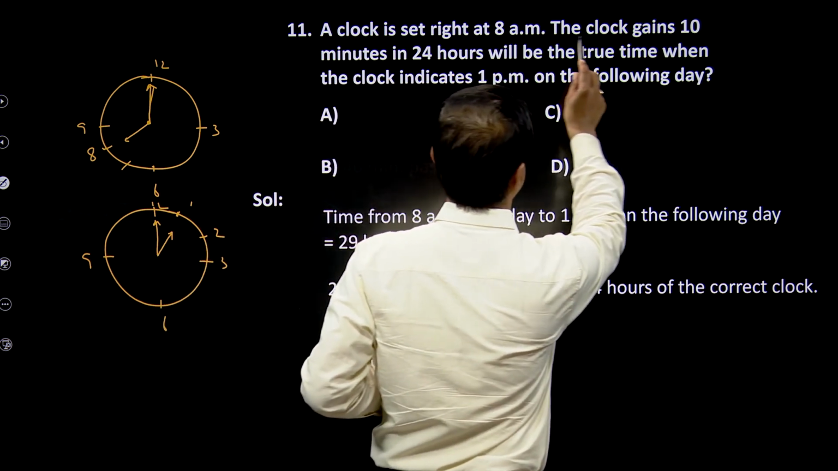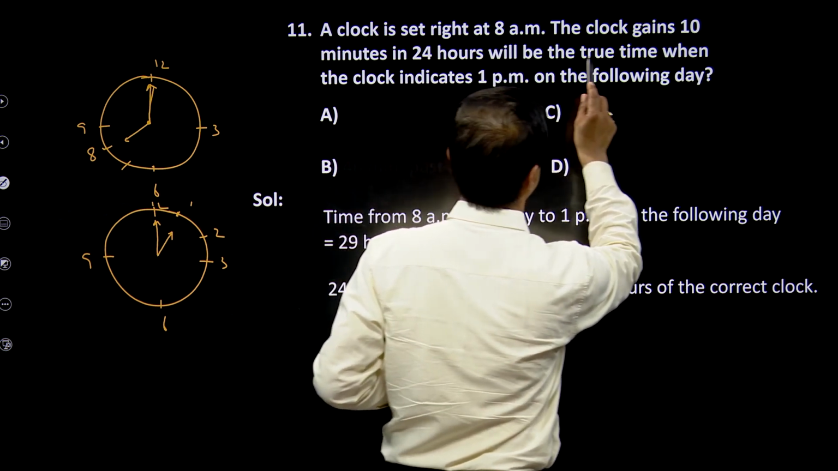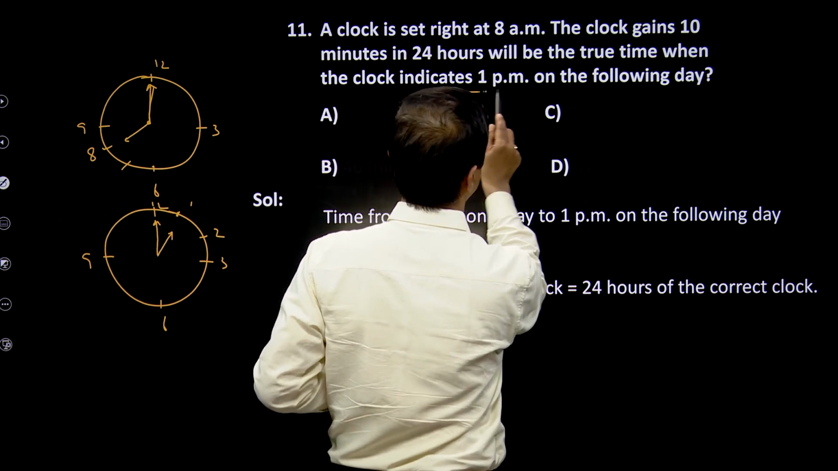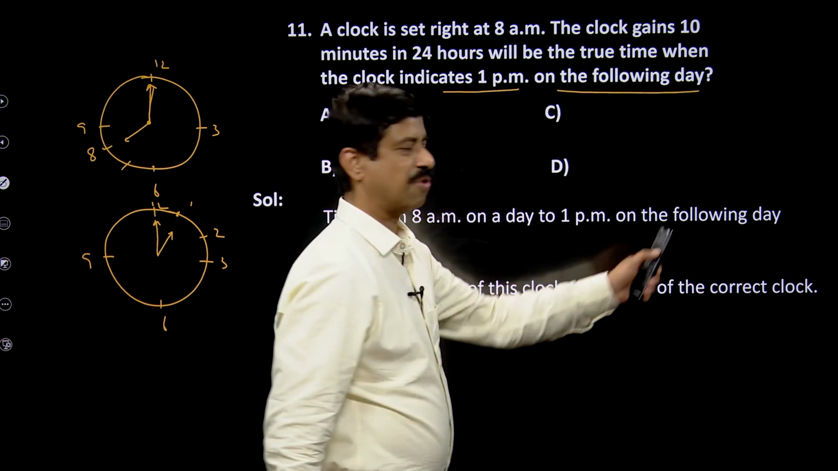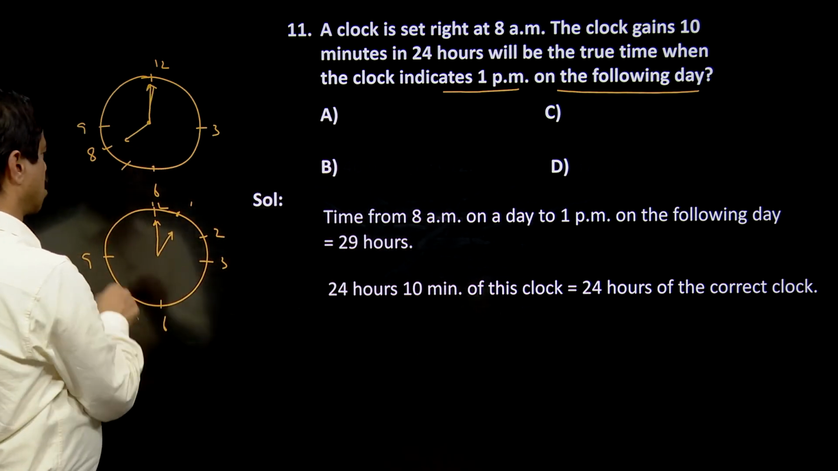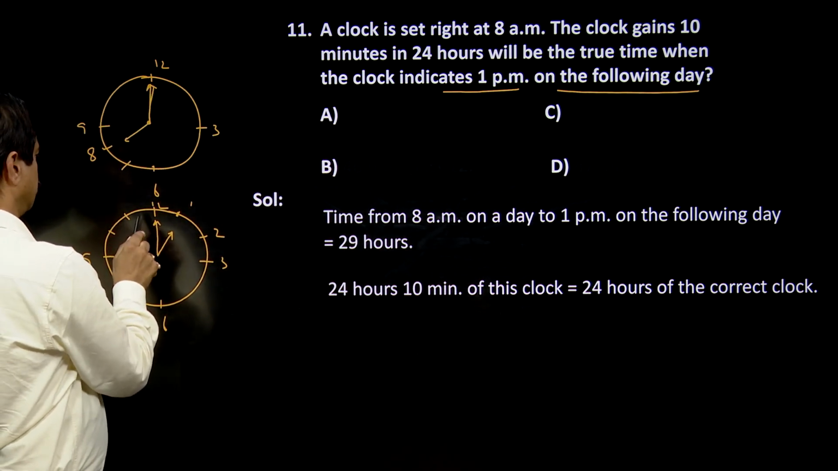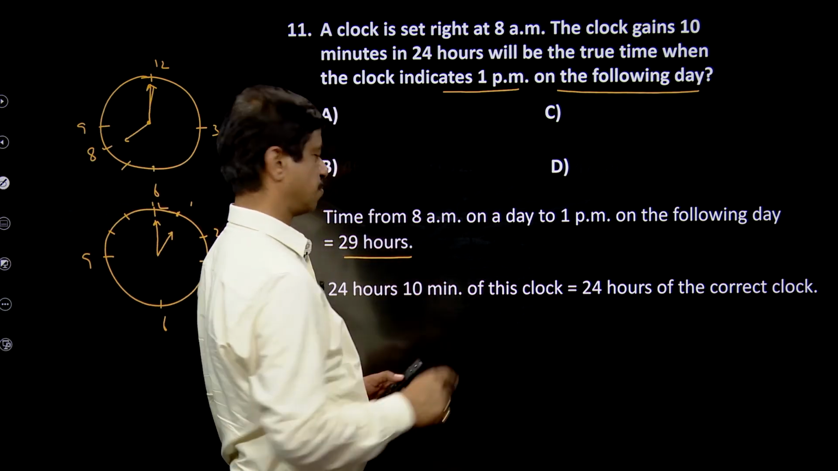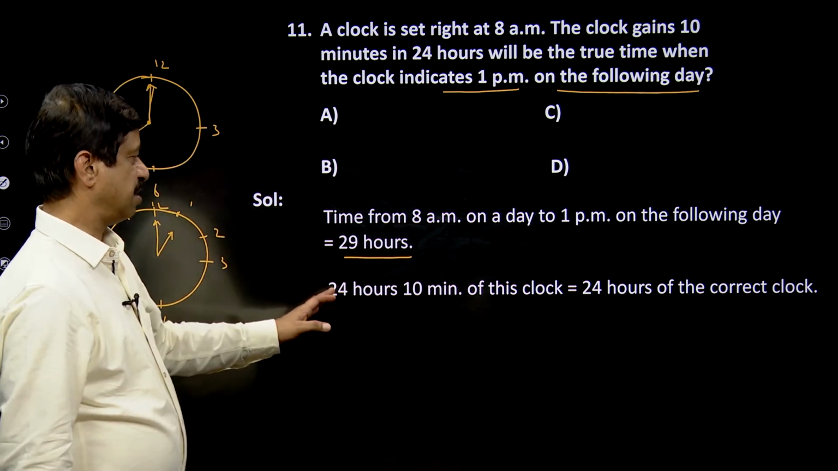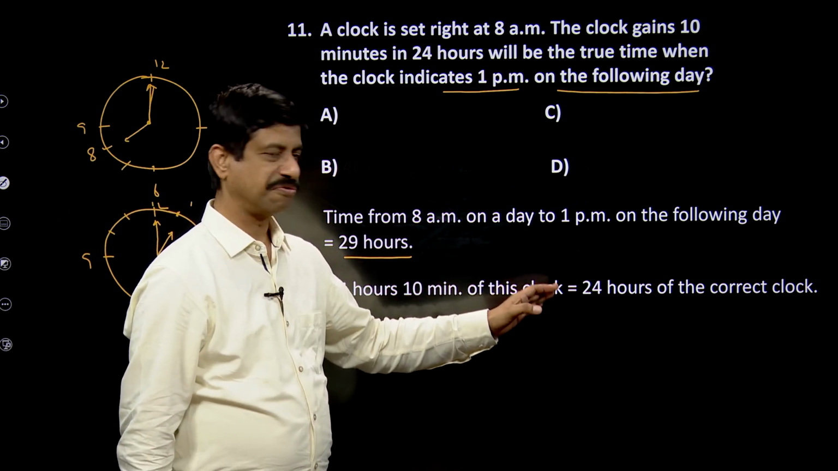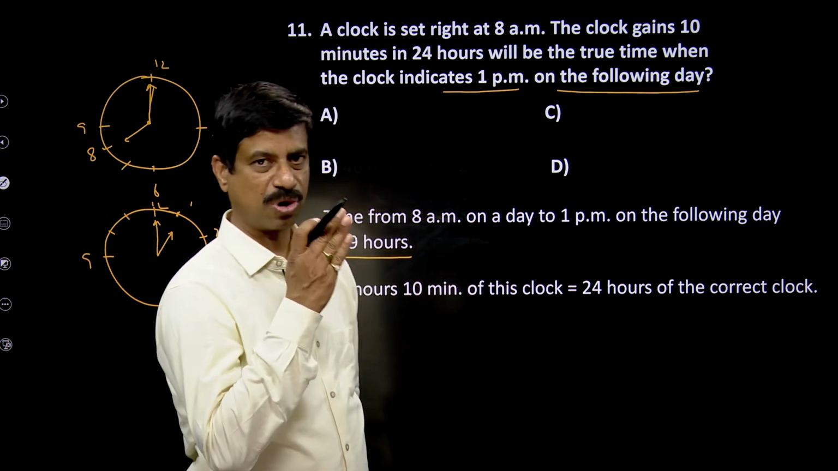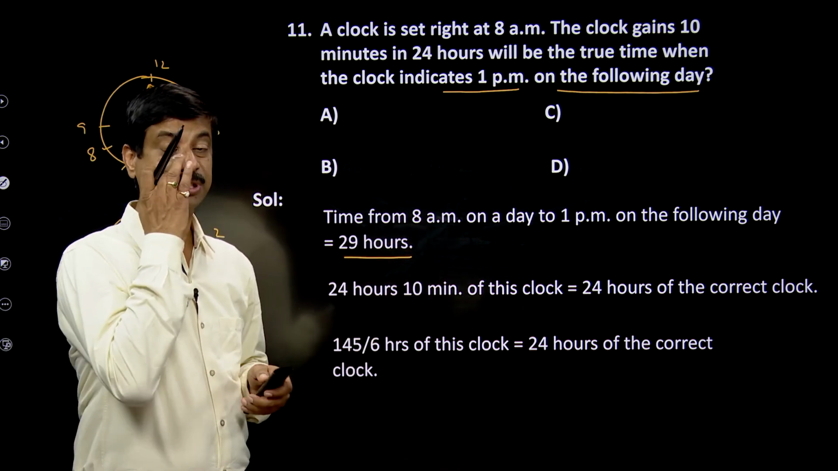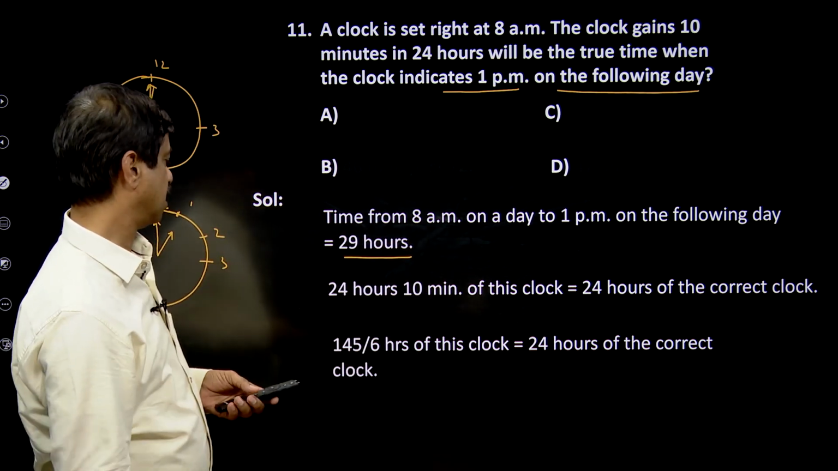A clock is set right at 8 a.m. The clock gains 10 minutes in 24 hours. What will be the true time when the clock indicates 1 p.m. on the following day? 1 p.m. on the following day means what? 24 hours are gone plus 1, 2, 3, 4, 5 hours, that means a total of 29 hours. Now 24 hours 10 minutes of this clock will mean 24 hours of the correct clock, because it is picking up 10 minutes, it is becoming fast by 10 minutes.